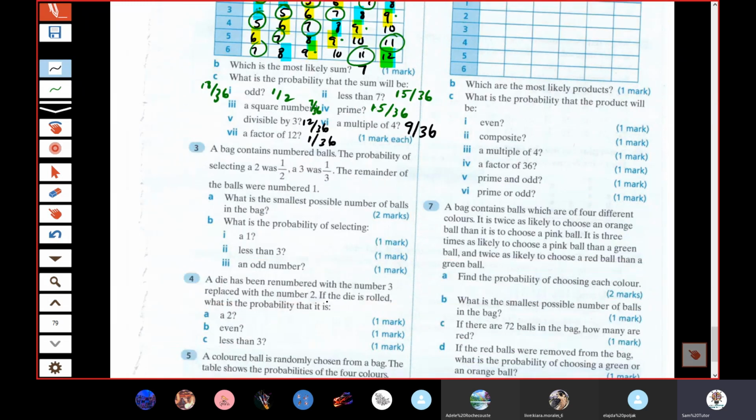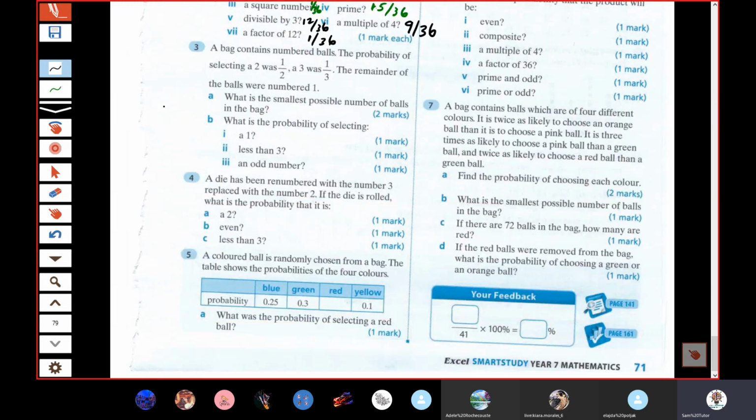Okay, number 3. A bag contains numbered balls. The probability of selecting a 2 was half. A 3 was a third. The remainder of the balls were numbered 1. So what's the remainder? What's a half plus a third? That would be 5 out of 6. So half and a third is already 5 out of 6. So the remainder of the balls numbered 1 means 1 occurred 1/6 of the time.